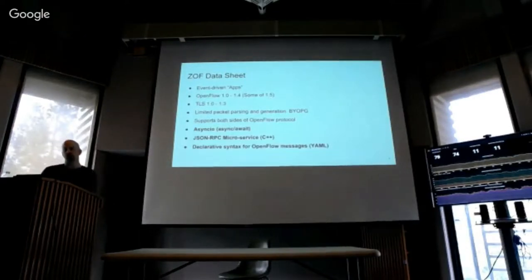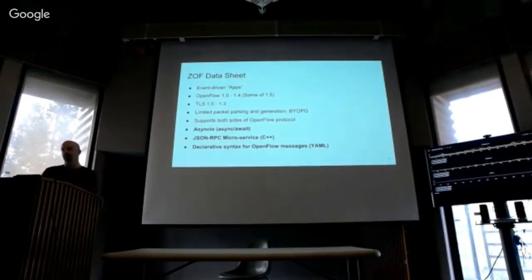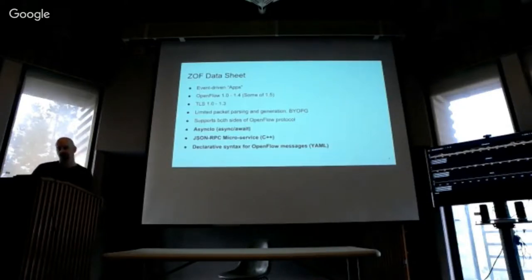Support TLS version 1.0 through 1.3. This is through BoringSSL. It's capable of parsing and generating a very limited number of protocols: ARP, IPv4, IPv6, TCP, UDP, LLDP, ICMPv6, ICMPv4, though for ICMPv6 support, you pretty much have to write most of the extensions because I don't do router advertisements or fun stuff like that.